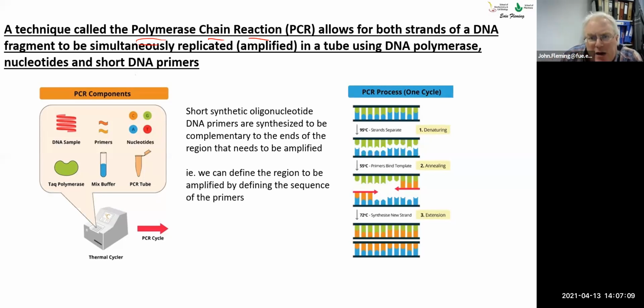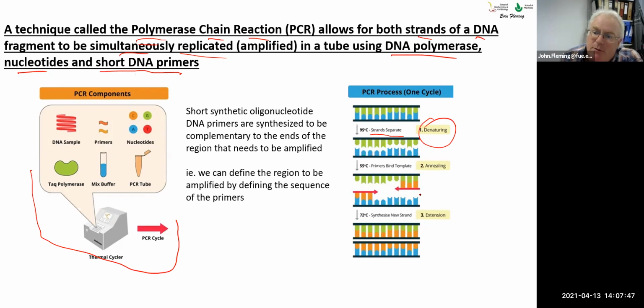So this is an incredibly important technique, and allows for both strands of a DNA fragment to be simultaneously replicated using DNA polymerase, nucleotides, and short DNA primers. So this is what goes into the PCR reaction tube. And just like the replication inside in our cells, I suppose the experimental parameters are manipulated so that there is separation of the strands of the double-stranded DNA. And this is achieved using heating. So this is the denaturing step.